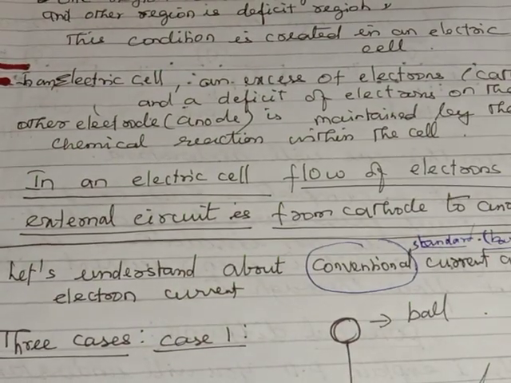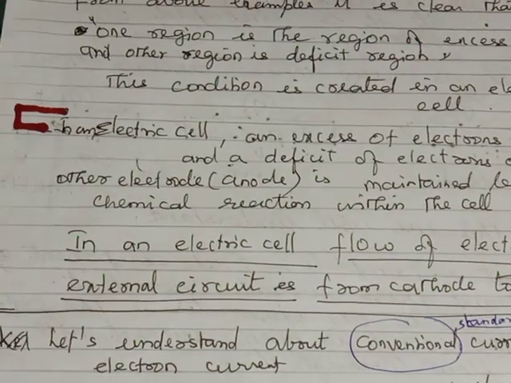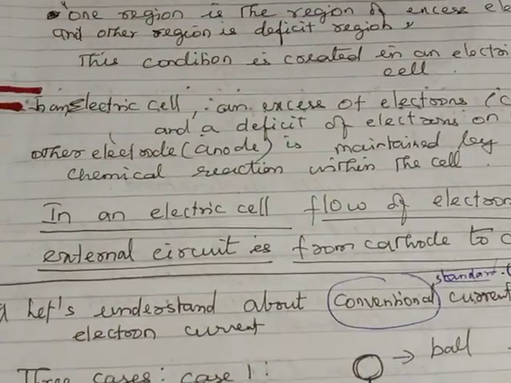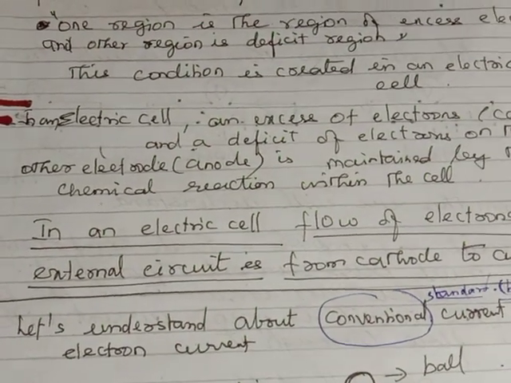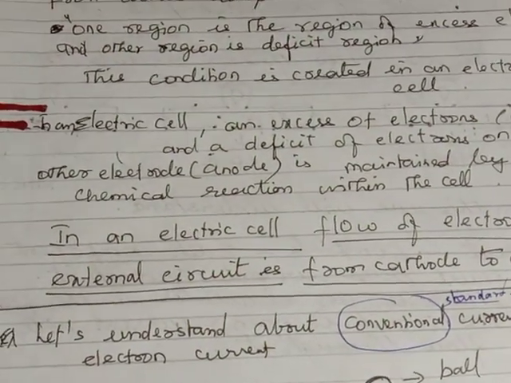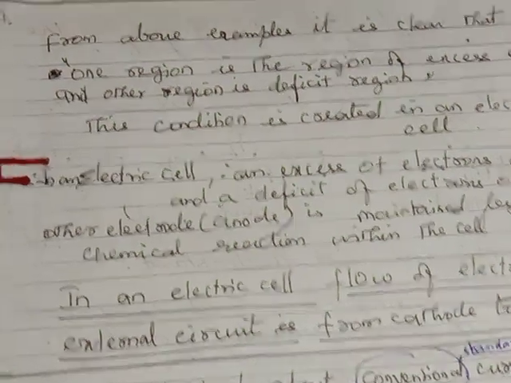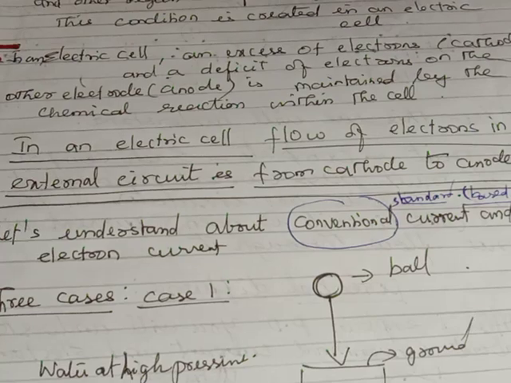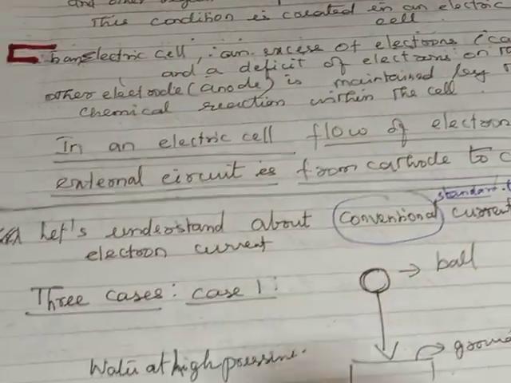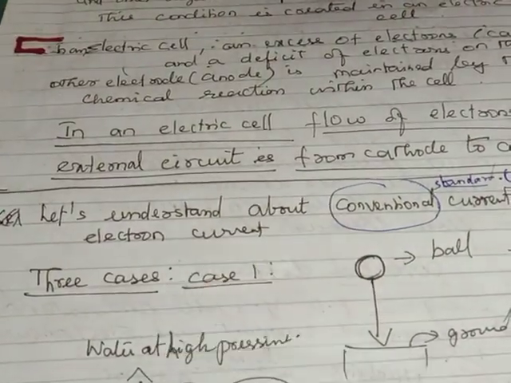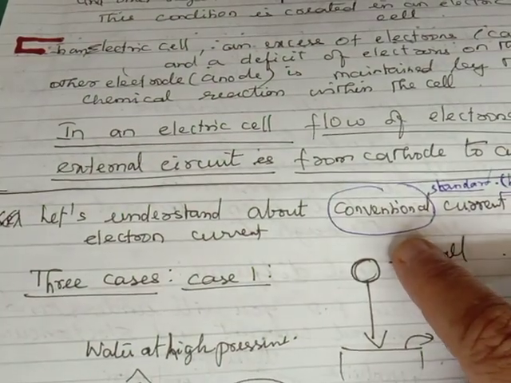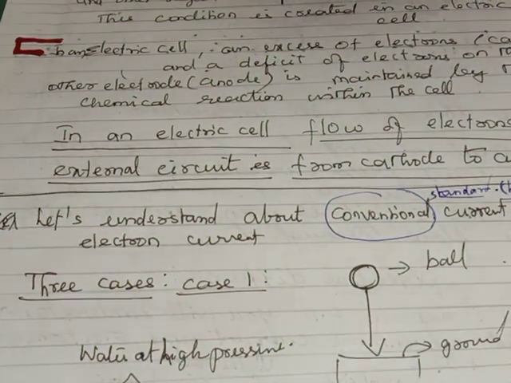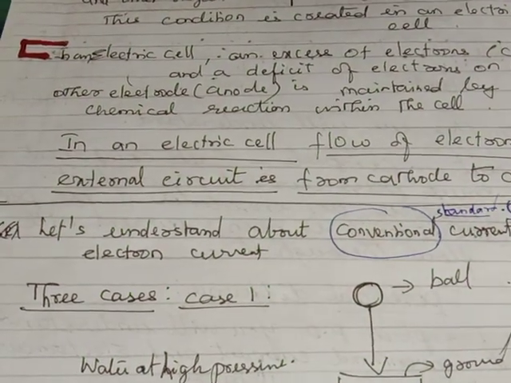Now let us understand this. It is an interesting part, a little difficult in the beginning maybe, but once you get the point it will be easy. You are going to learn about conventional current and electron current. Two things we are going to learn. Before that, let us consider three cases. See children, case 1: I am keeping a ball and dropping it to the ground. What happens? The ball will fall from a higher region towards the lower region.